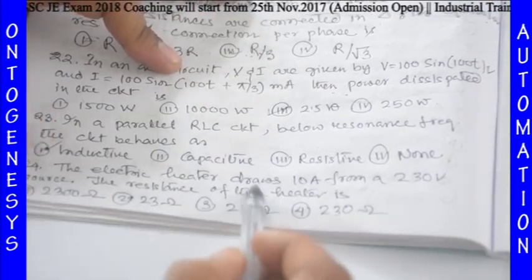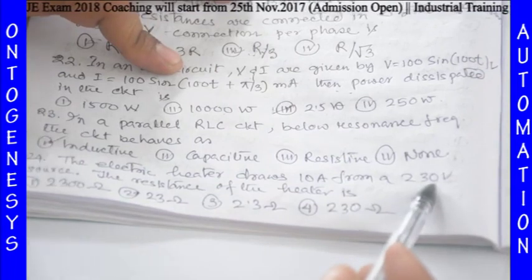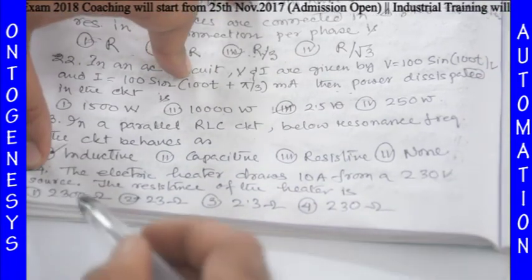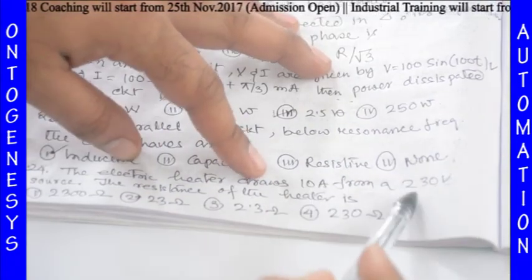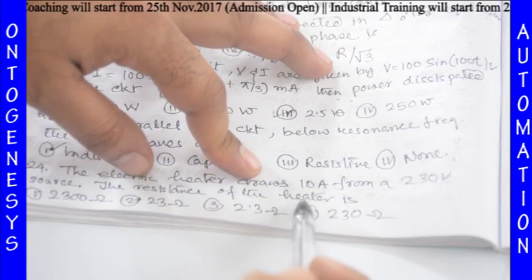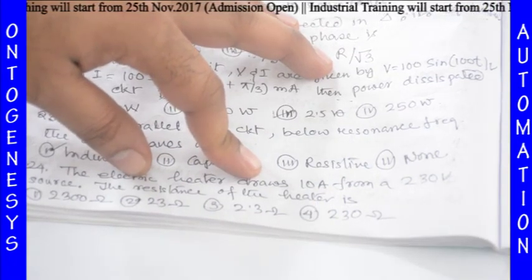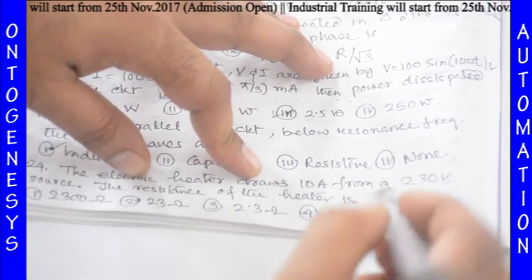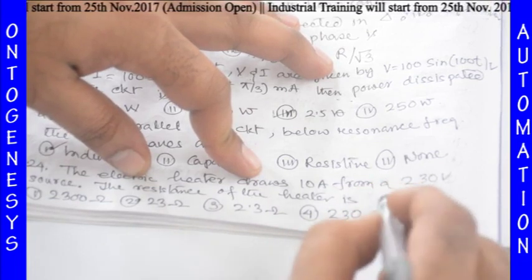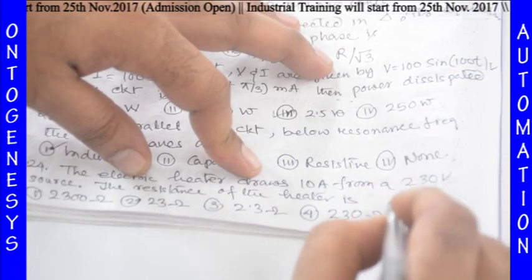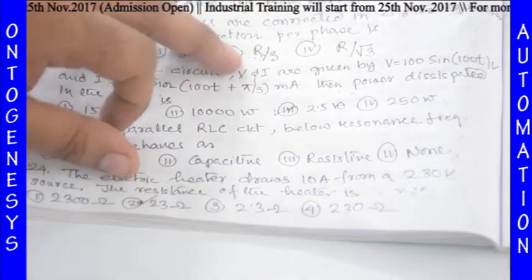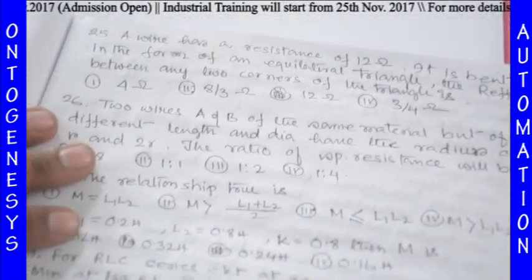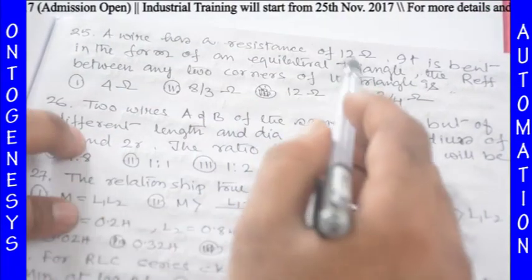Next one: the electric heater draws 10 ampere from a 230 volt source. The resistance of the heater is? So 10 ampere is drawn from 230 volt, what will be the resistance? V is equal to I into R, so V is 230, 10 ampere, so it will be 23 ohm. Very simple.